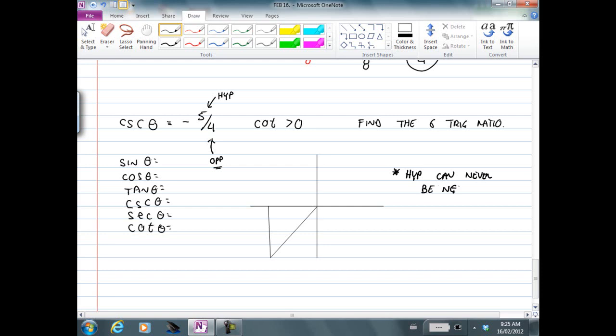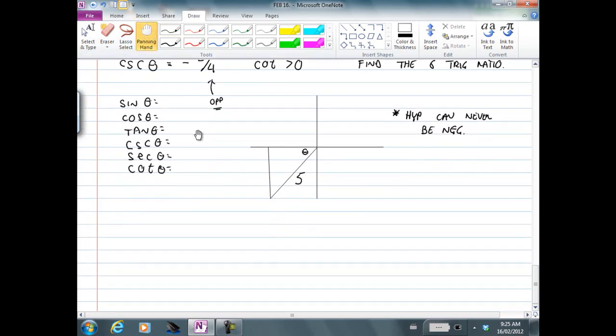Okay. I'm going to show you why in a second. So my opposite, here's theta. Think of your reference angle as a key angle you're always working with. So label where 4 is, label where 5 is. I'll give you a hint. This is going to be 5. Okay. Now you have 2 more sides to label. One side is a 4. And you got to find the right one.